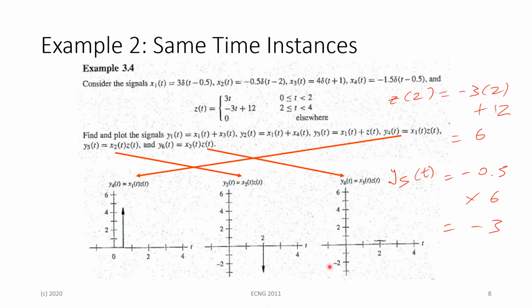It basically just means that once the impulse intersects with the arbitrary signal for where it exists, there will be a result. But if it does not intersect, it basically means that the end result is just going to be 0.